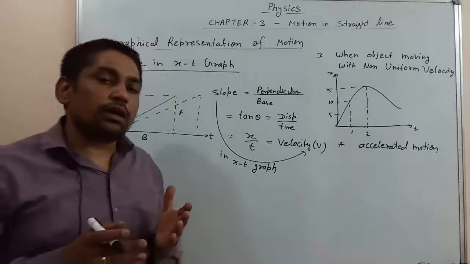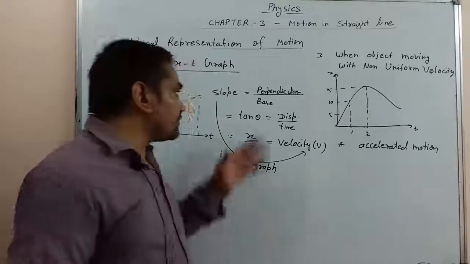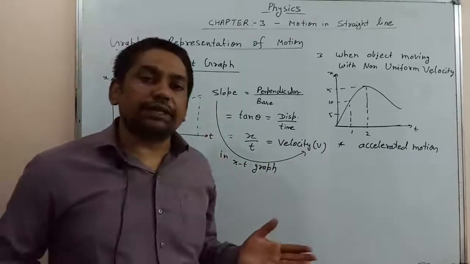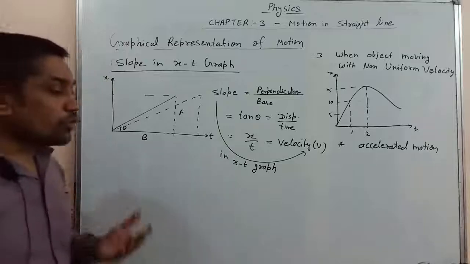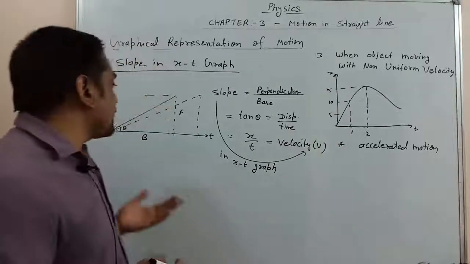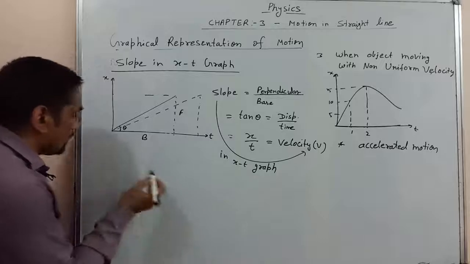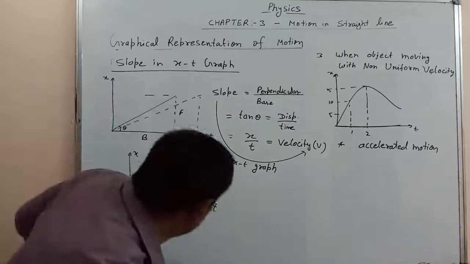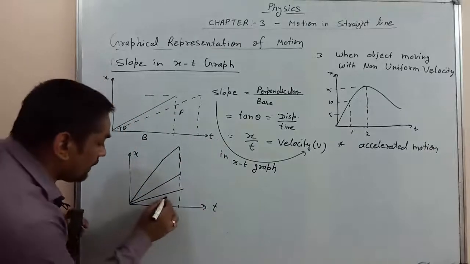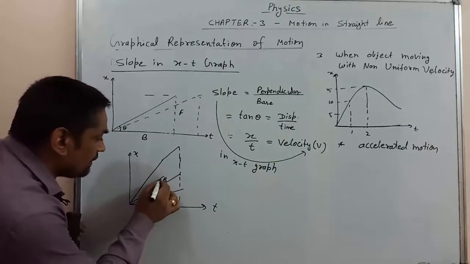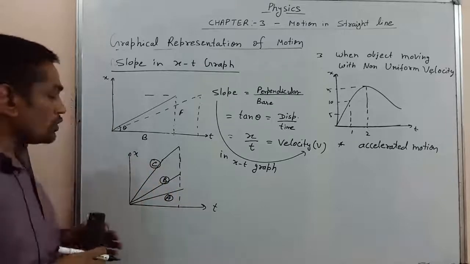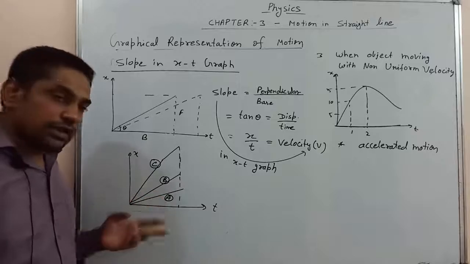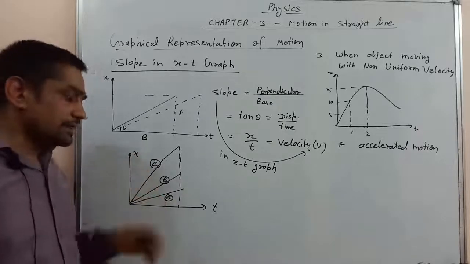So what is represented by the slope in an xt graph? We can say that the slope in an xt graph represents velocity. This is very important. Different types of questions are asked in examinations on this topic. Suppose this is the graph between displacement and time. This is the graph of car A, car B and car C. So a graph of displacement and time represents the motion of three cars, car A, B and C.